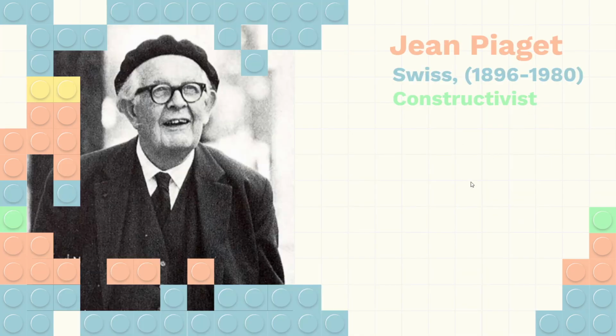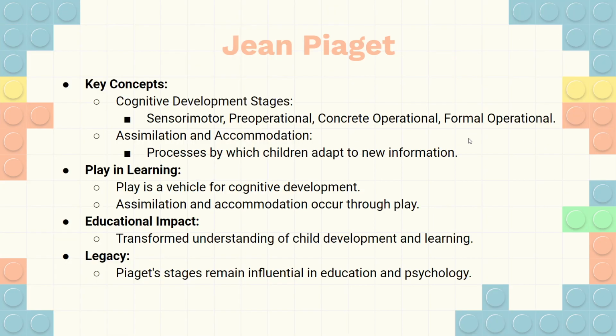Jean Piaget, almost goes without saying, but he was also a significant figure, considered one of the most influential early child psychologists ever. And he was Swiss, from 1896 to 1980, so he had a pretty long life. He's considered a constructivist and a social cognitivist. So his key concepts, cognitive development stages, you've got 4 major times. Sensory-motor and pre-operational are more for children.